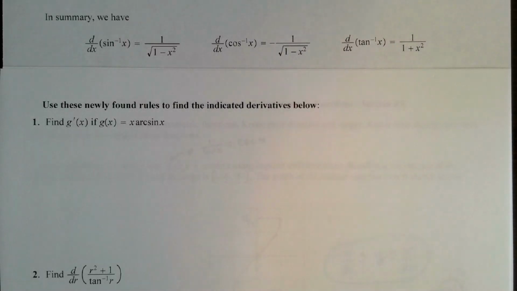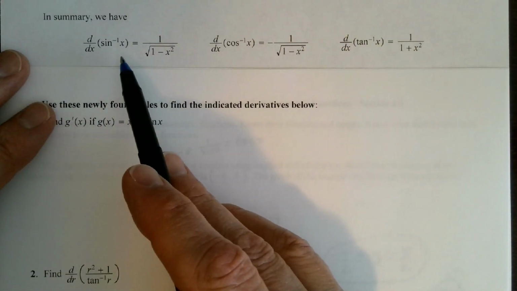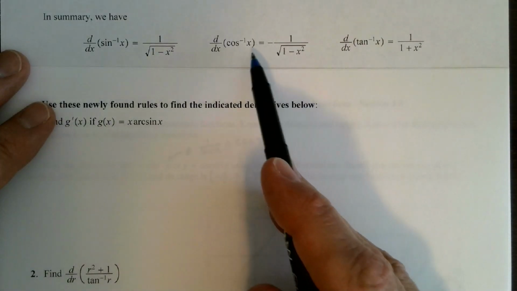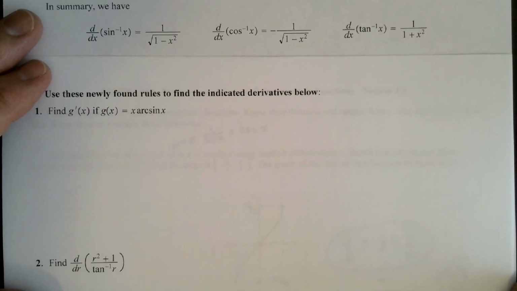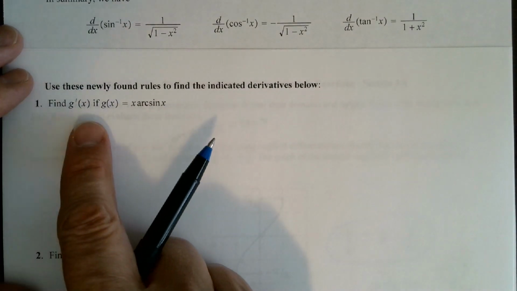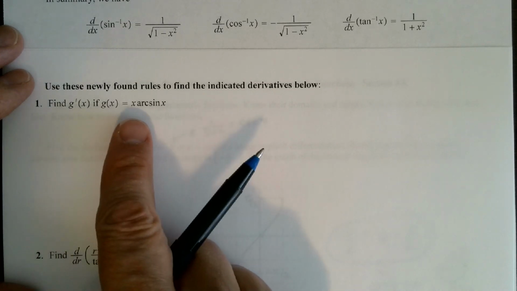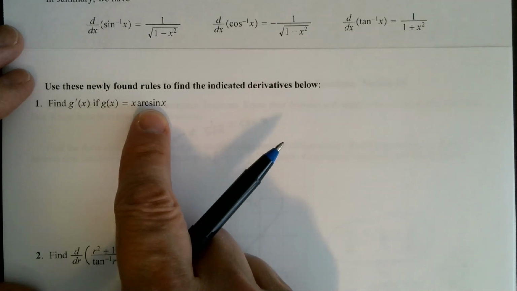So now that we know the rules for the derivatives of the inverse sine or arc sine function, inverse cosine, inverse tangent function, we're going to throw these into the bucket, so to speak, and find some derivatives, okay? So let's start with this function g. Find its derivative if the function is x times arc sine of x. Notice that's the inverse sine function.